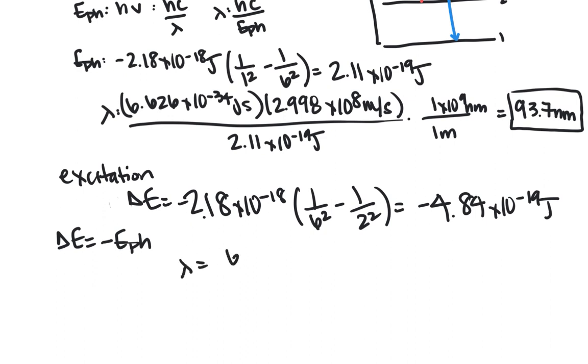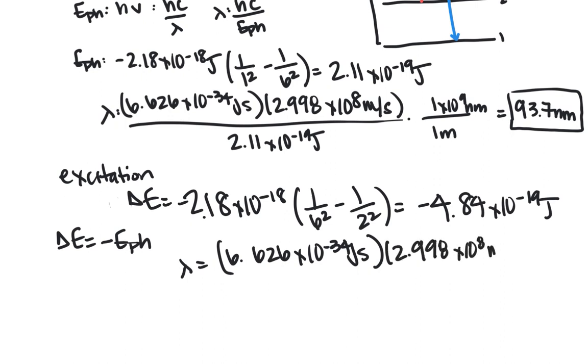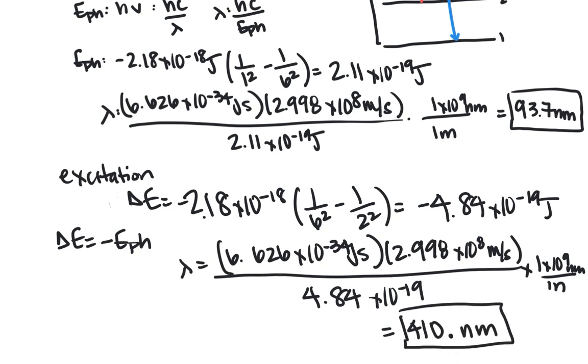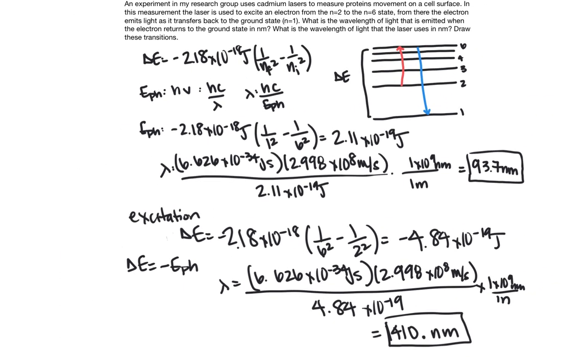So lambda is going to be 6.626 times 10 to the negative 34th joule seconds times 2.998 times 10 to the 8th meters per second divided by 4.84 times 10 to the negative 19 times 1 times 10 to the 9th nanometers in 1 meter. And this gives you 410 even nanometers. Again, the problem up here would say use 3 sig figs. And this is how you do this calculation.